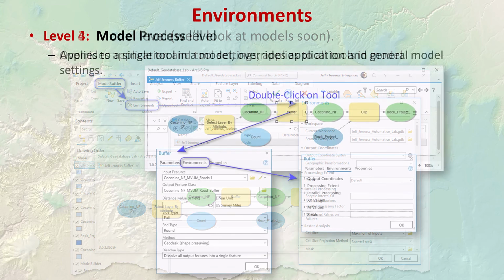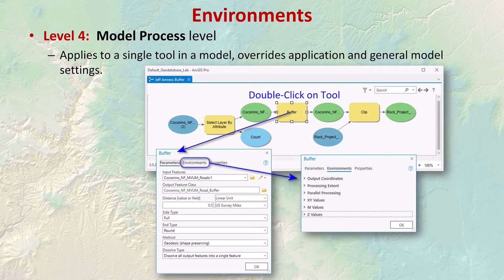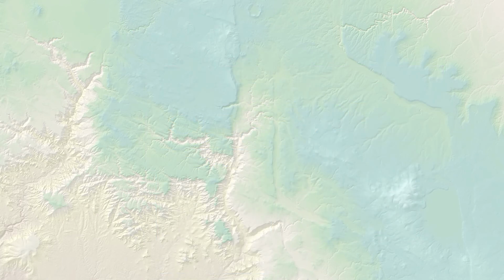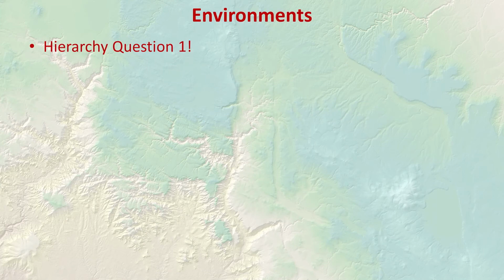And then within the model itself, you can set a model tool setting. This applies to a single process in the model. It overrides any application and general model environment settings that you might have. Okay, now let's think about the consequences of these hierarchies. I have 4 questions here to try and nail it down, and these questions will also be on your homework. So if you can answer them here, it'll be easier to answer them on the homework.